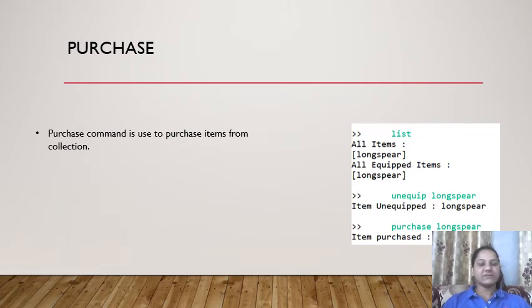The next command we have used is the purchase command. The purchase command is used to purchase an item from the collection or the list. As you can see, the list is showing all items, then all equipped items, and then we use the unequip command to unequip the long spear. Then we use the purchase command to purchase the item from the purchase list.